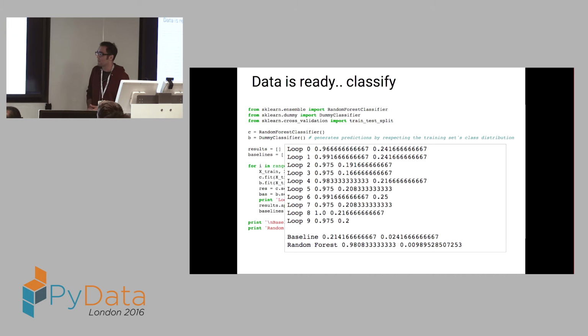We run through the 10 experiments and average them, and we do find that the baseline is about 20%. It's a little bit higher, but the random forest goes all the way up to 98%, which is a very impressive number to report, but of course there are a number of limitations here.